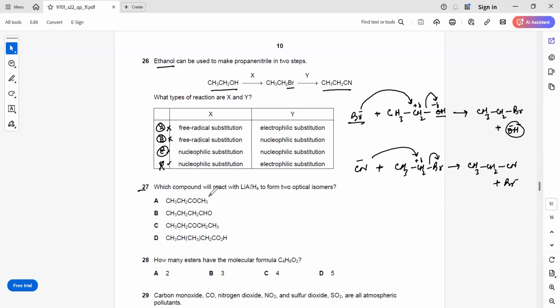They are saying lithium aluminum hydride to form two optical isomers. So lithium aluminum hydride is a reducing agent, right?